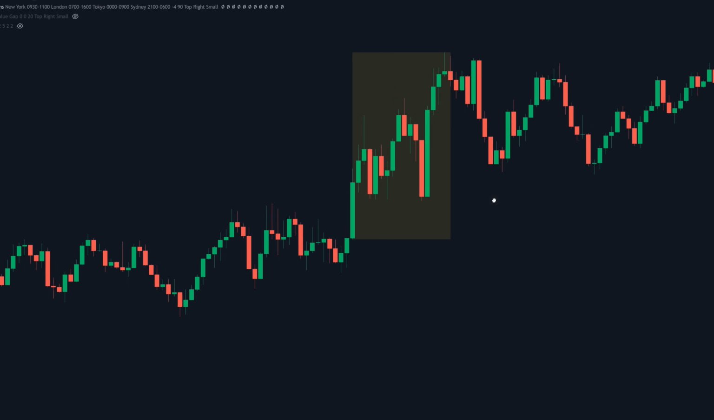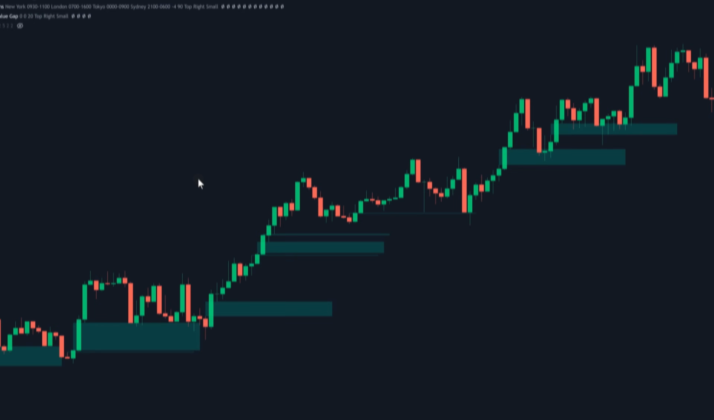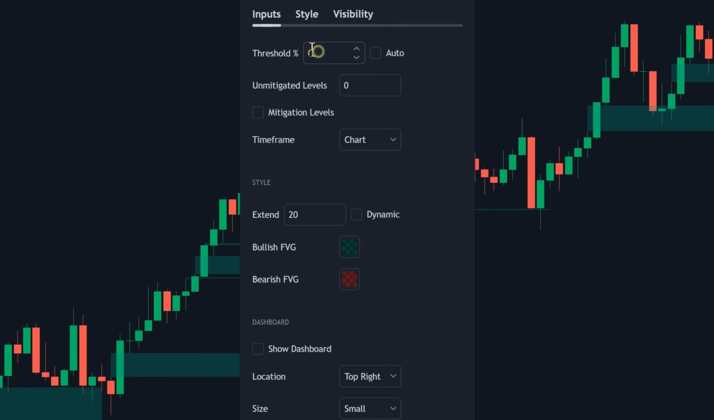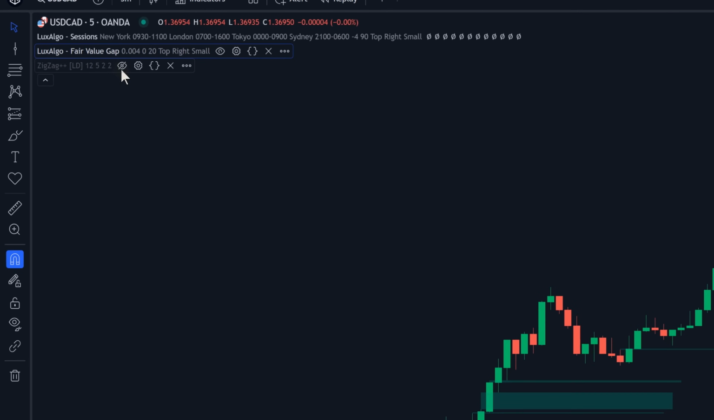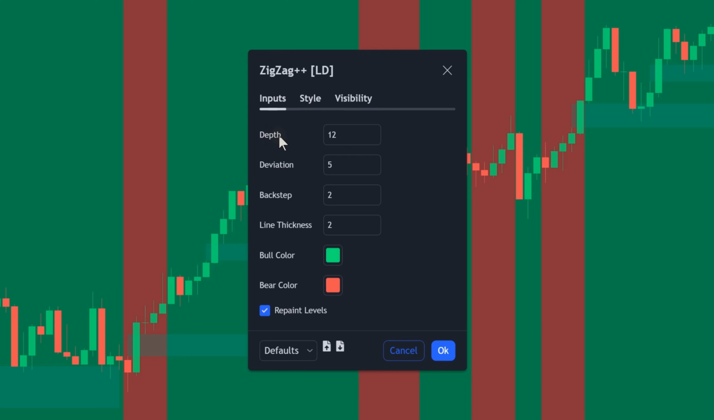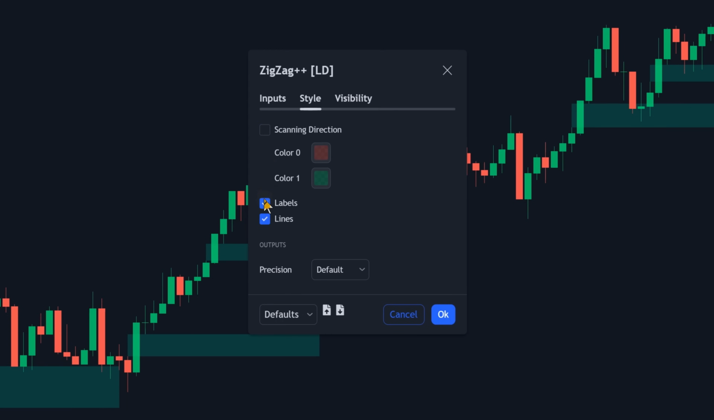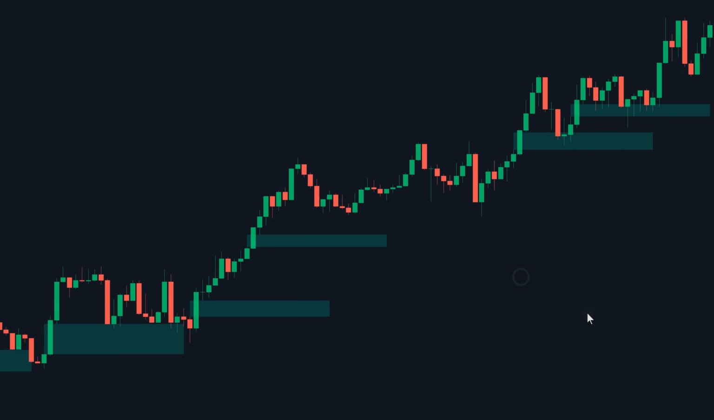Now, before we proceed any further, let's modify the settings of the rest of these indicators. Double-click on the Fair Value Gap indicator, then change the threshold to 0.004. After that, click OK. Next, double-click on the Zigzag indicator, then on the Inputs tab, change the depth to 5. In the Style tab, disable the first 2 options. After that, click OK so we can continue with entry condition number 3.